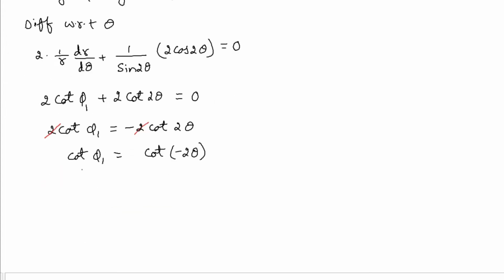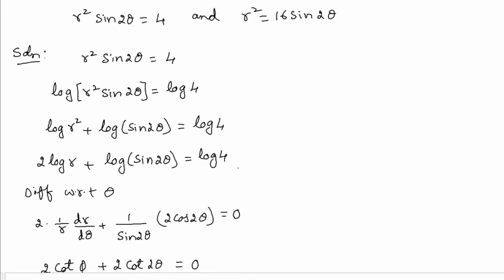So since we have cot on both sides, we'll get the value of phi 1 to be equal to minus 2 theta. So we got the first value phi 1. Now we need to find out phi 2. So for that we'll go for the second curve.